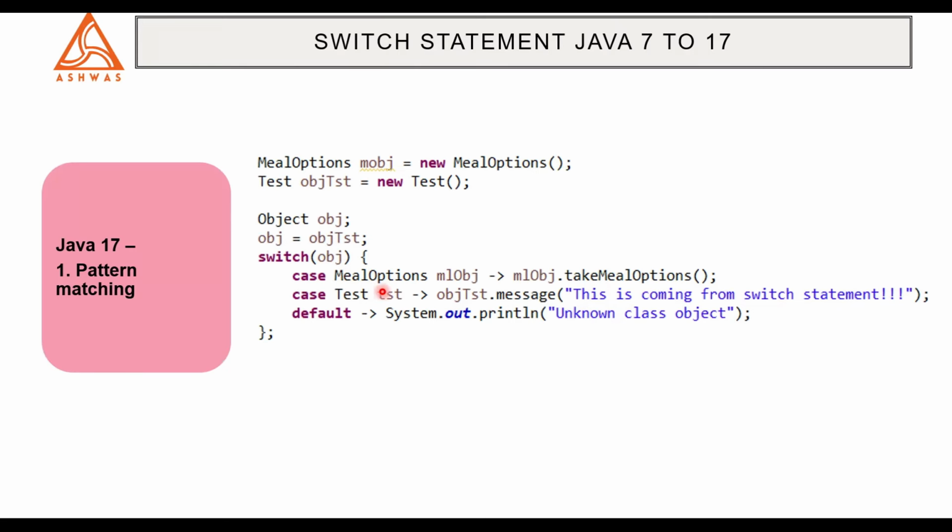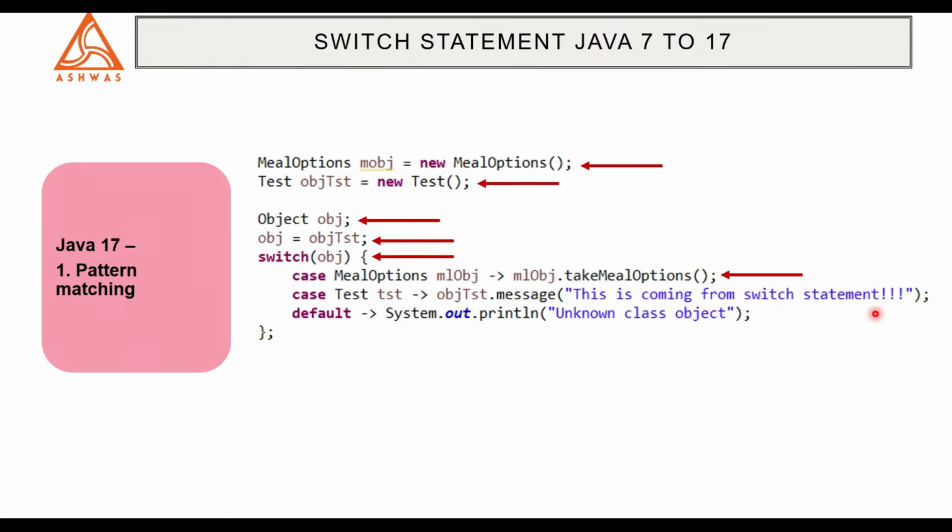And then I start comparing all the possible classes and I say, okay, does this object belong to the meal options class? It doesn't. So I cannot execute this code which is pointed by the arrow operator. I say, all right, does this belong to the test class? It does. So what I'm going to do is I'm going to actually invoke the message method within the test class and pass it this string.